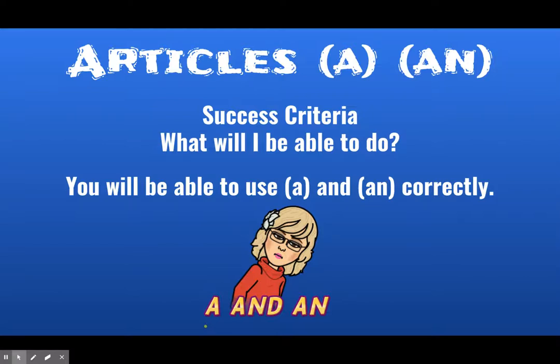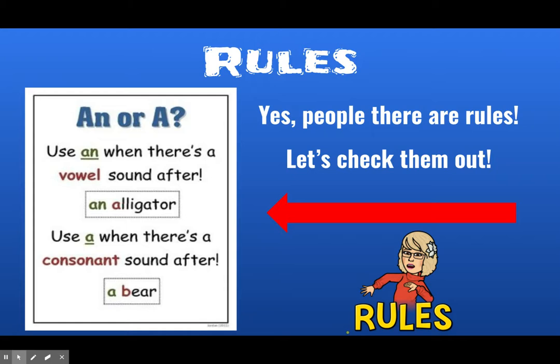We've got two things that we're learning. The very first thing that we're learning today is about the articles a and an. When I'm grading your writing, I see a lot of mistakes with a and an. So by the end of the week, what will you be able to do? You'll be able to use a and an correctly. And it's a very, very simple rule, but there is a rule to this.